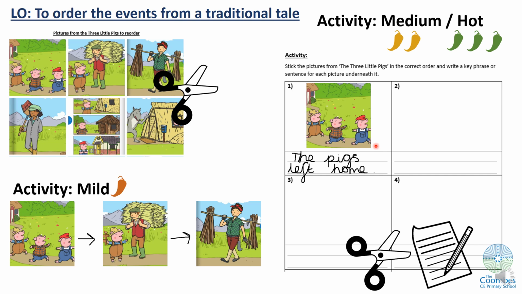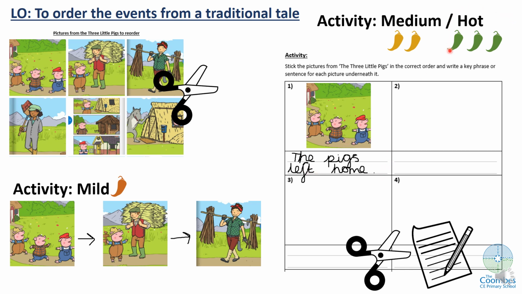So just a quick recap of the activities before you start your own work. If you would like to do the mild activity, you're cutting out the pictures, sticking them in order, and drawing little arrows to show the order of the story. If you would like to do the medium activity, you are sticking the pictures onto the storyboard and trying to write some words, some keywords.